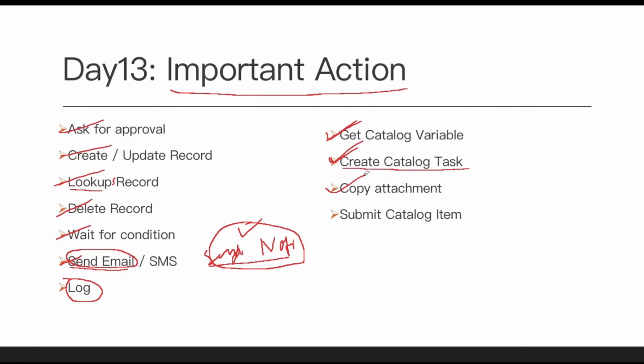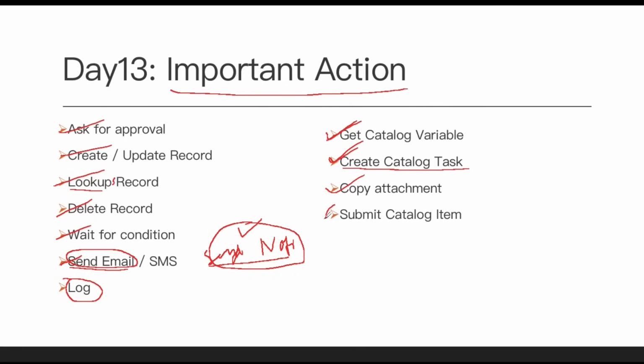Now we have a copy attachment. With the help of copy attachment, we can copy an attachment from one record to another record. I already implemented that in our previous session, so that can help. Maybe if you want to copy some attachment from an incident record to another incident record, you can do that.